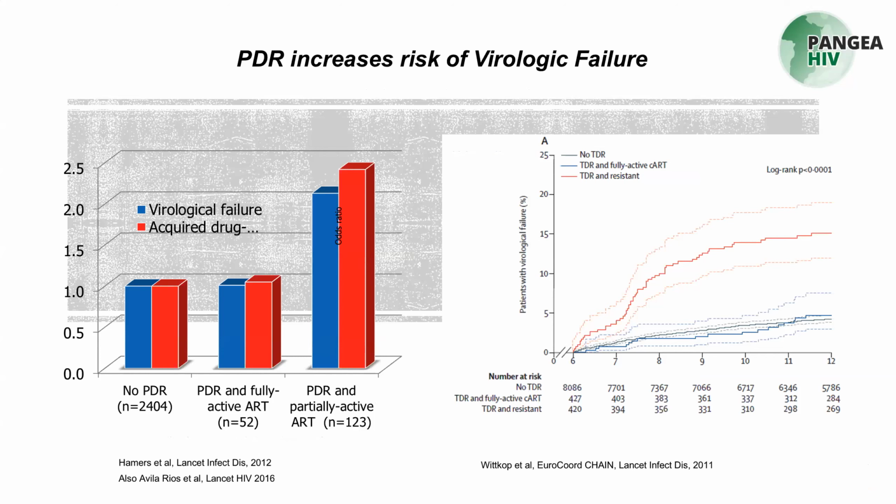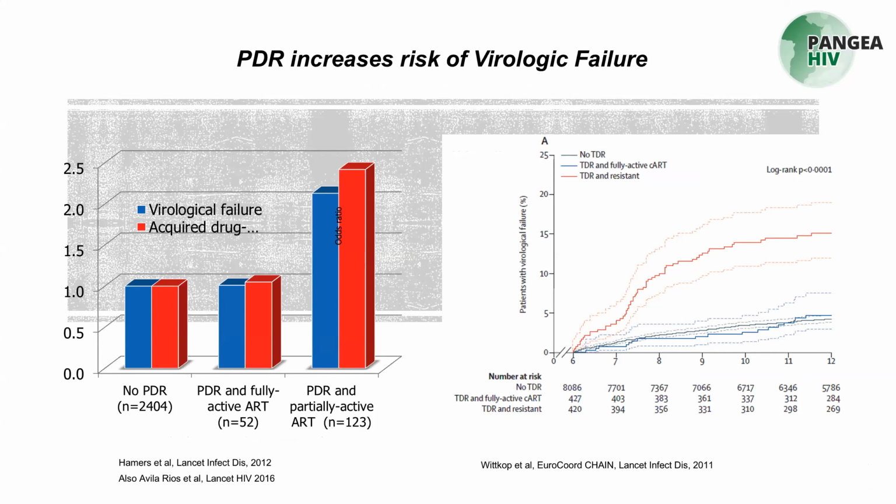Well, these data here show you that if you have pre-treatment drug resistance, you can see that the odds ratio of failing your first-line regimen are somewhere between 2 and 2.5. So you have between a 2 and 3-fold risk of virologic failure in your first year if you have a drug-resistant variant at baseline. So this does make a difference on outcomes, certainly in the shorter term.